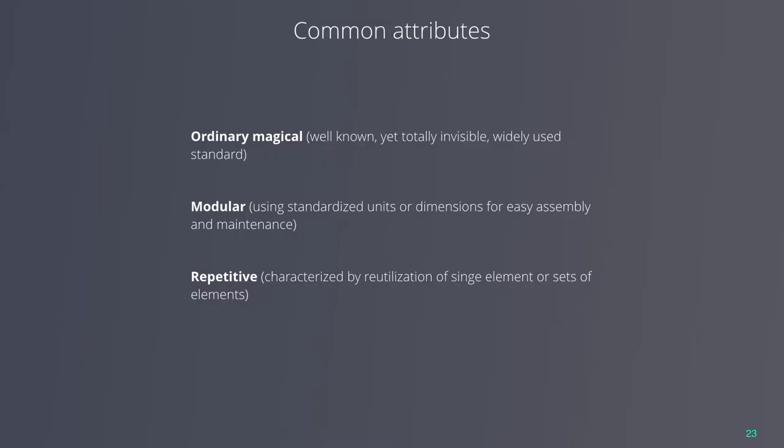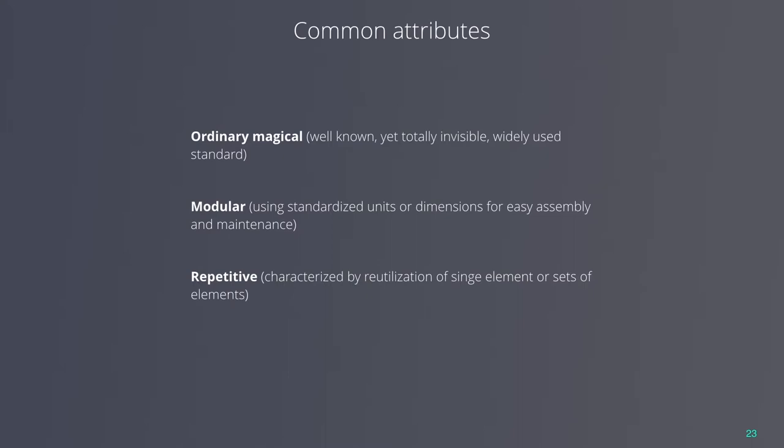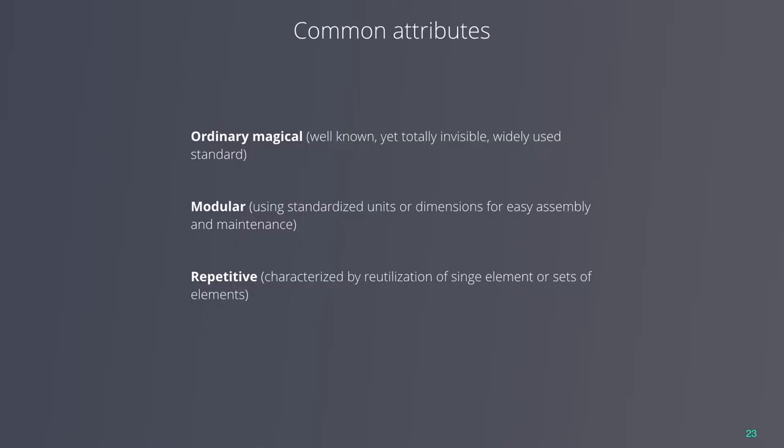There is something common about those three examples. First of all, they are ordinary magical. Well known yet totally invisible, they are widely used, so you're basically not seeing them that much. They are modular, they're using standardized units or dimensions for easy assembly and maintenance. And they're characterized by repetition of a single element or sets of elements.